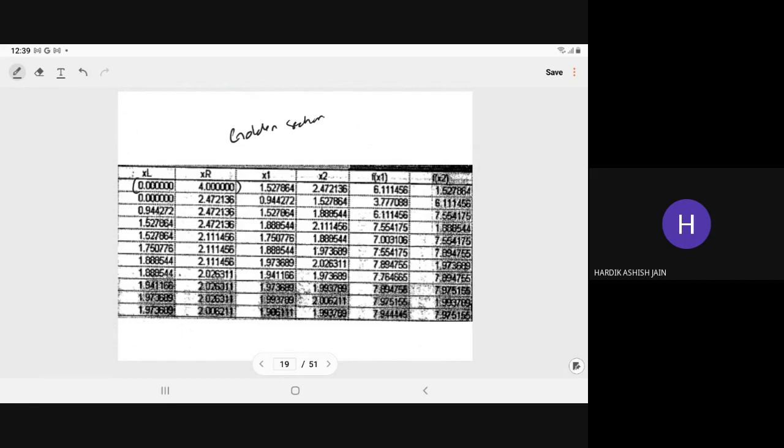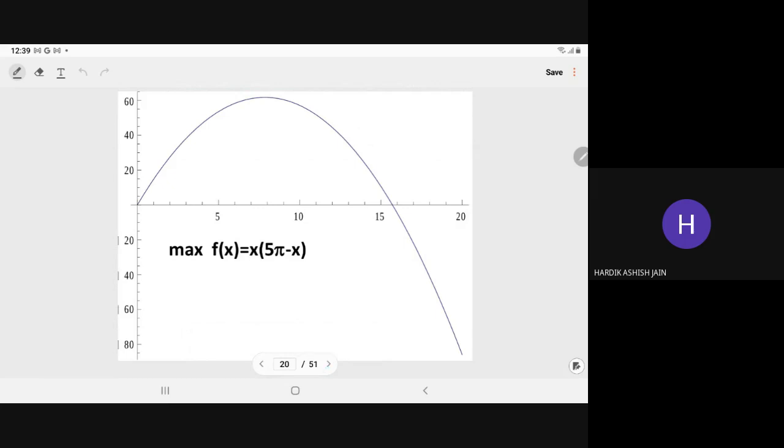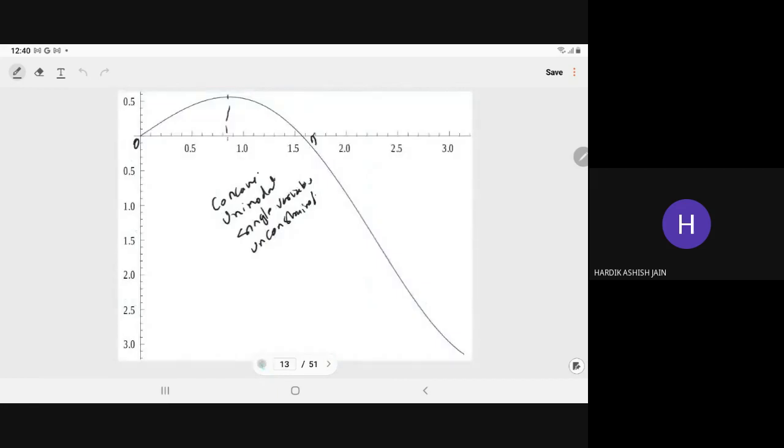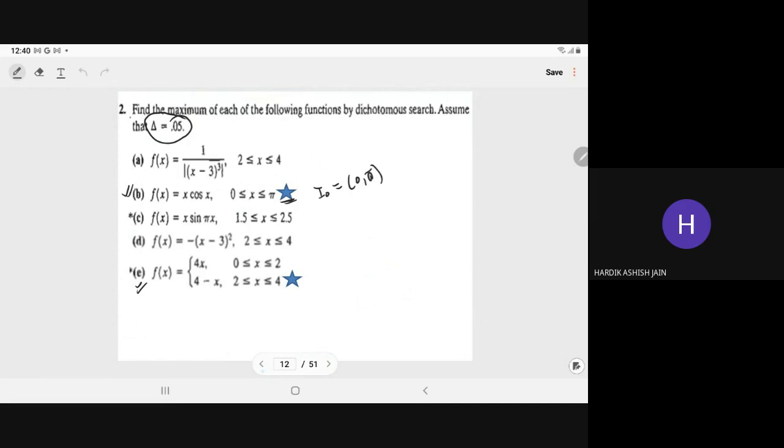So you can verify at your end. Definitely it requires a calculator; without that you cannot do it. This is the shape of that function, the shape of x(5 minus x). Correct. That table is for this problem only, for problem E.